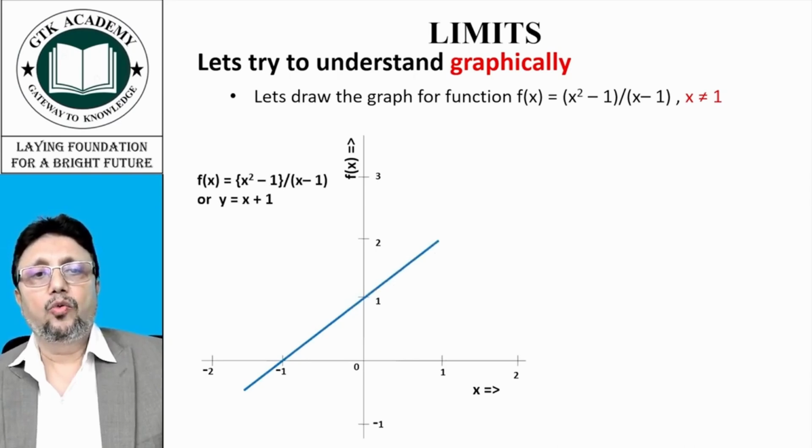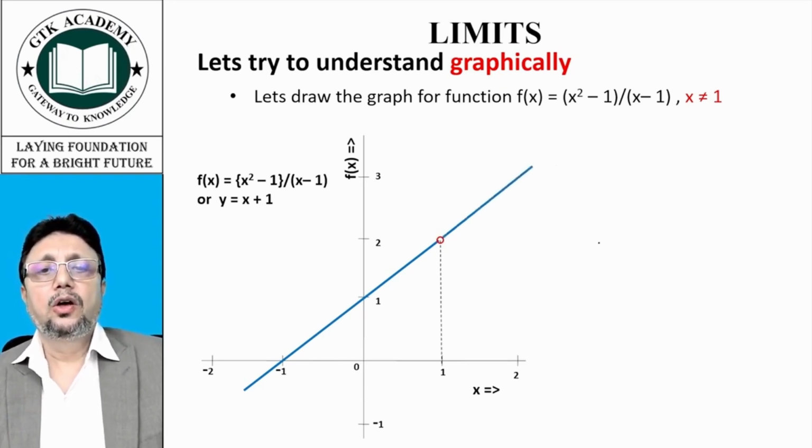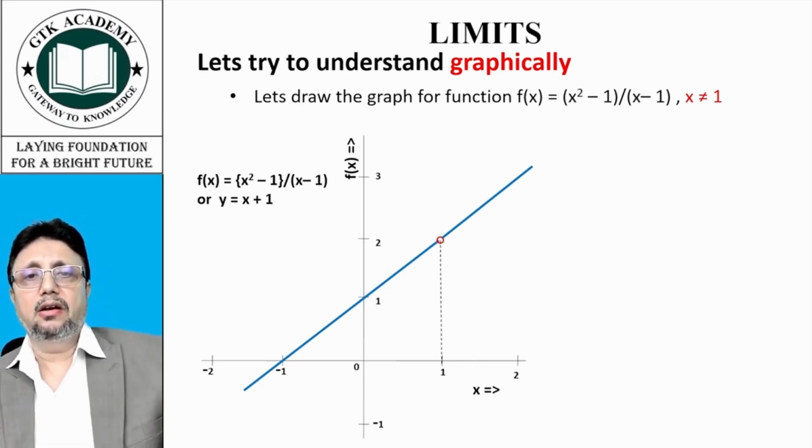The line y is equal to x plus 1 can be traced like this. It will have a small gap shown in red, a very small, extremely small, and the line will be continuous after that, right? So this is the graph of the function. At x is equal to 1, you can see the function is not defined. That is why we have made a small gap which is red in color.